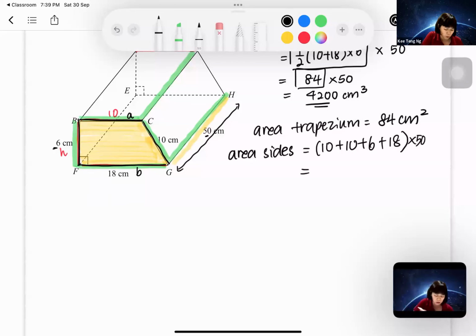Right, let us calculate what we have. 10 plus 10 plus 6 plus 18. That gives me 44 times 50.